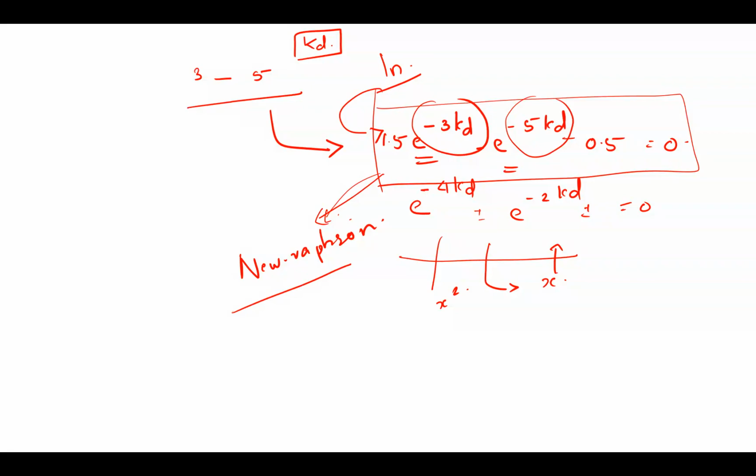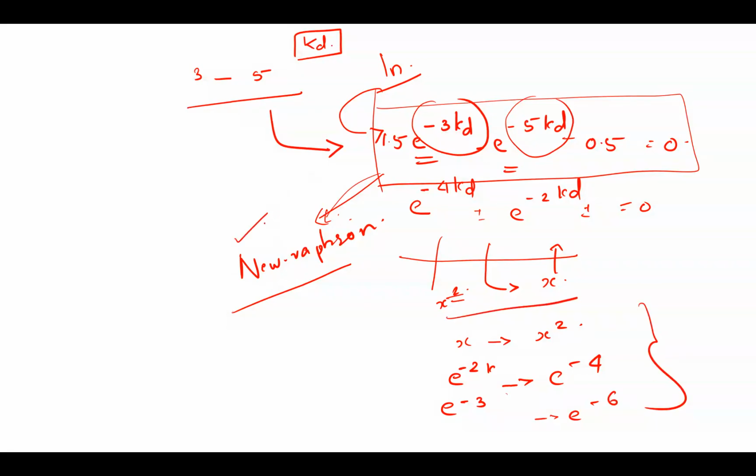Normally, one term should be x and another should be x square. So if one is e raised to minus 2 KD, then another is e raised to minus 4 KD, and when we square e raised to minus 3 KD it becomes e raised to minus 6 KD. Like this we can solve it this way. Otherwise you have to use a numerical method, the Newton-Raphson method, or if you have MATLAB, you can put in the equation and find the KD value.